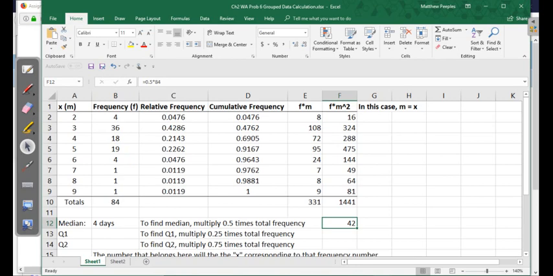So the next 18, from 41 all the way up to 58, would lie in the category where X equals 4. So if we say 4 days, that's going to be our median.